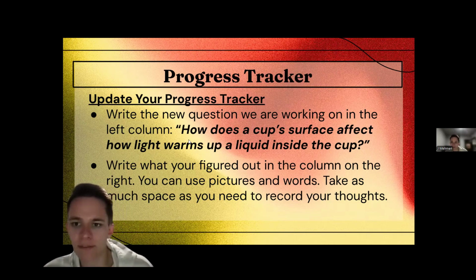How does a cup's surface affect how light warms up a liquid inside of the cup? So I want you to write down what you figured out in that column. You should be writing about two things. Number one, how is light interacting with these surfaces? Number two, how do different materials that the cup is made of impact how the water inside of that cup warms up? How does that idea connect to what we've been learning about light? So take some time, update your progress tracker, make sure you're capturing these ideas.